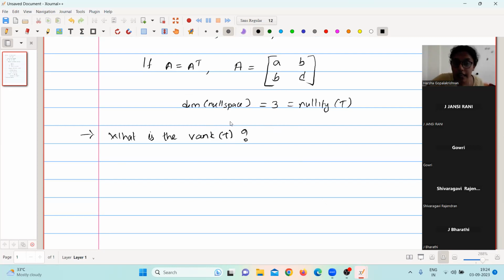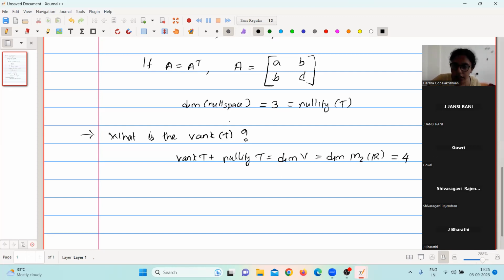Yes, we have the rank nullity theorem. What does that say? Rank T plus nullity of T equal to dimension of V. Here V is the M2 of R. What is the dimension of M2 of R? M2 of R means the set of all 2 by 2 matrices. It has dimension 4. Like 4 variables are there, A, B, C, D. So its dimension is 4.